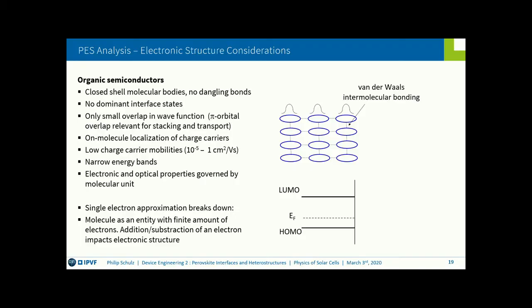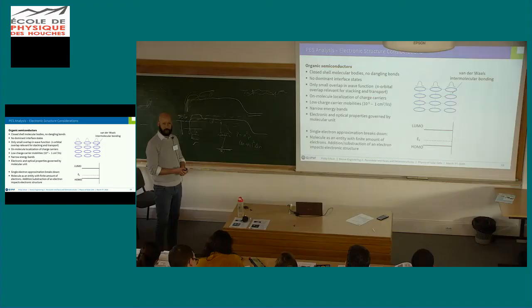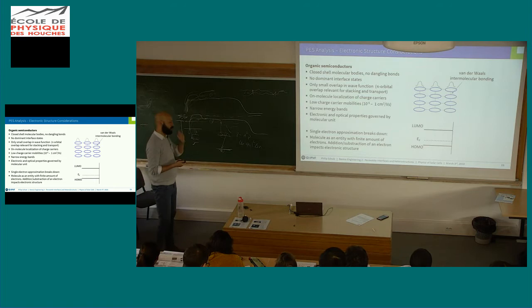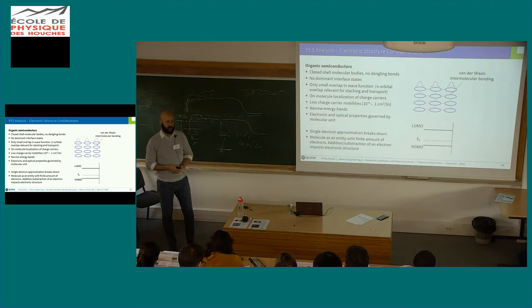Now, if you go to organic semiconductors, and this is actually one of the big strengths, unfortunately this is not what governs transport in perovskites. But here you have a closed shell molecular body, so no dangling bonds, which means this scenario with the interface, with the absence of interface dipoles, holds true. We have no dominant interface states, but there are, of course, some hits you take for transport. That is, the localization of charge carriers leads to relatively low charge carrier mobilities.